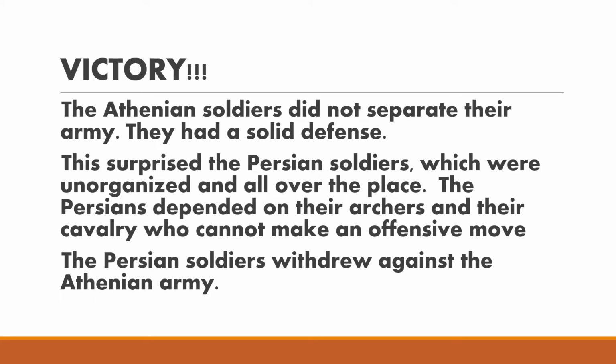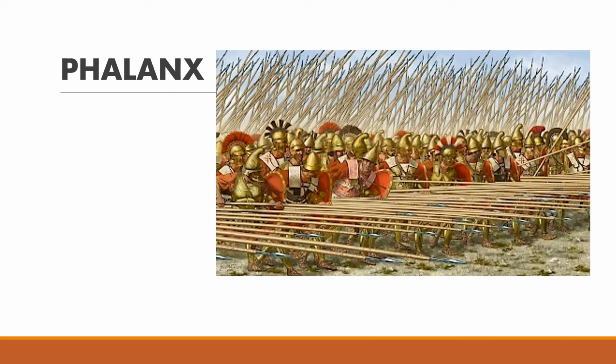The Athenian soldiers did not separate their army, and they had a solid defense. This surprised the Persian soldiers, which were unorganized and all over the place, seeing as they only trained for 2 years. The Persians depended on their archers and their cavalry, who cannot make an offensive move. The Persian soldiers withdrew against the Athenian army.